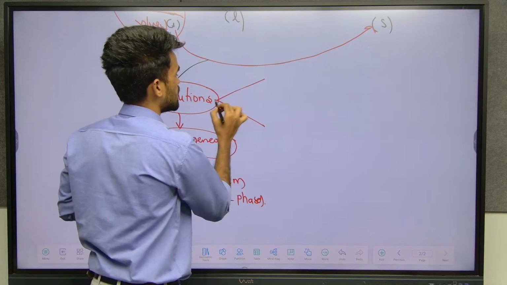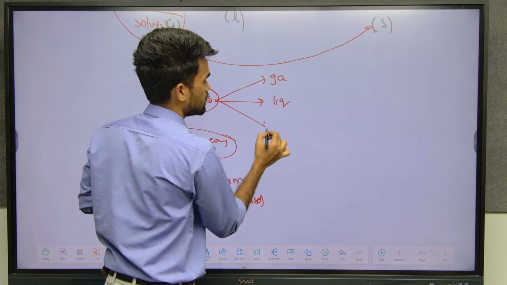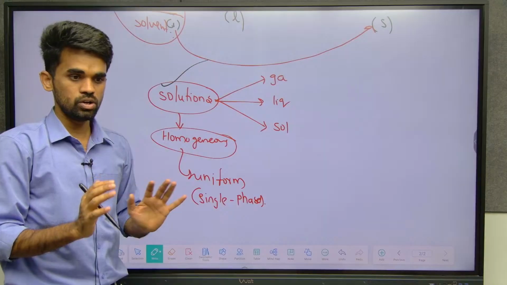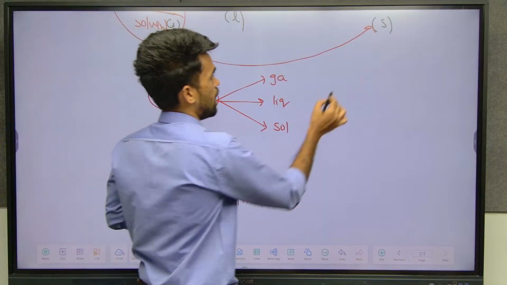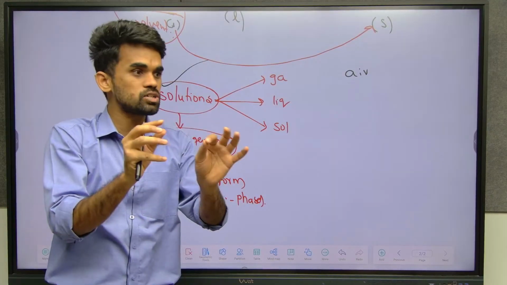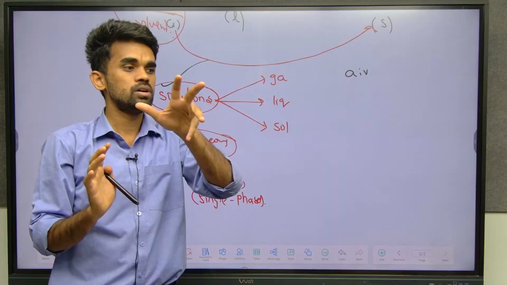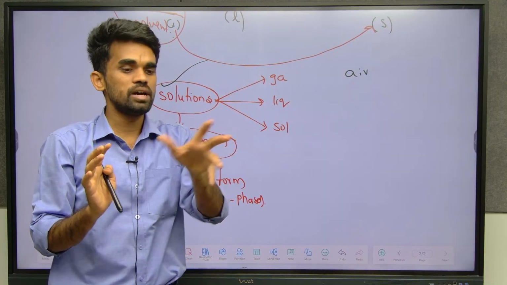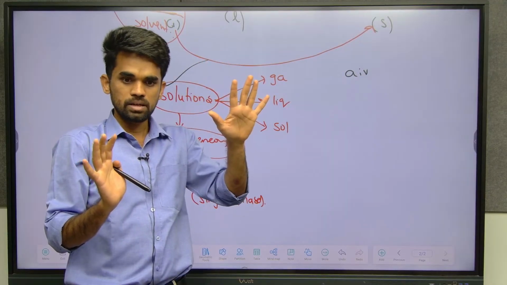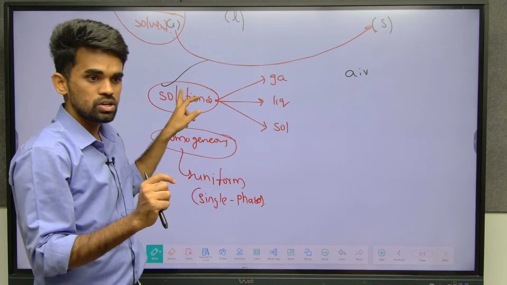Now, types of solutions. Solutions can be in the gaseous phase, in the liquid state, or in the solid phase also. Don't say solutions means only liquid. No. For example, the atmospheric air is also considered to be one solution. Why? Because it is a homogeneous mixture of different gases. Is it homogeneous or heterogeneous? It's a homogeneous mixture of different gases, so I can say it is a solution.